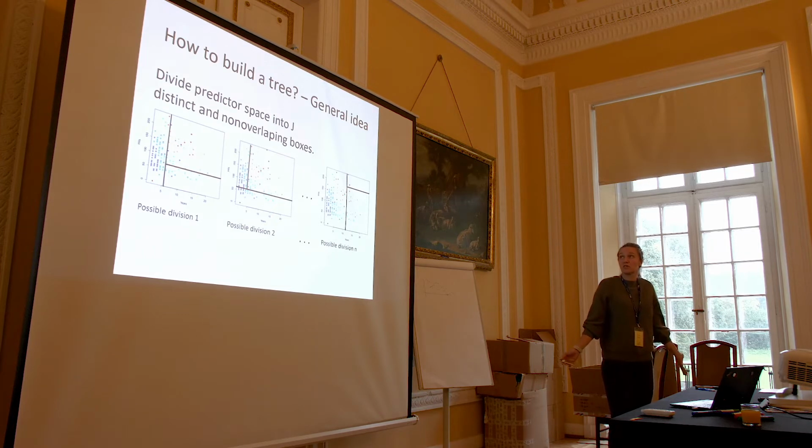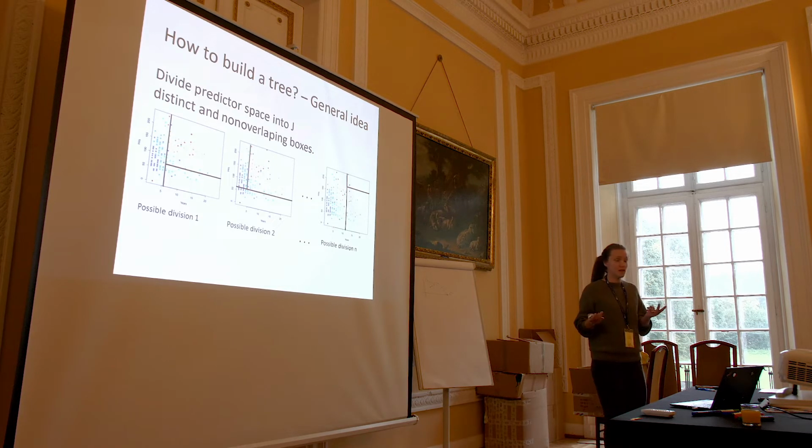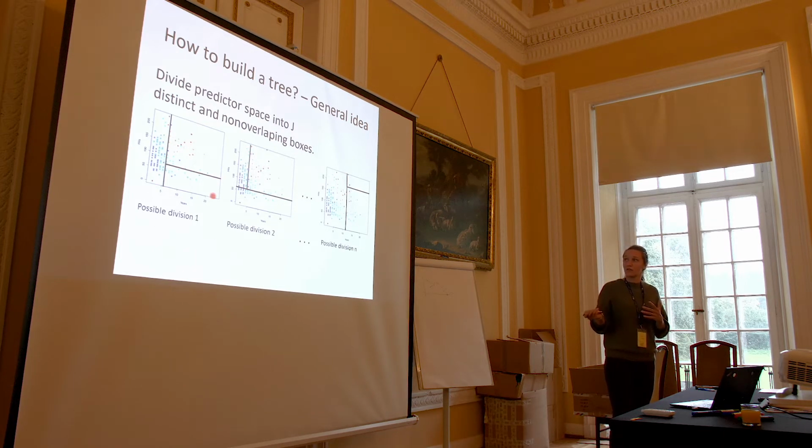So how do we actually build a tree? In general, it's very easy. You just divide your predictor space. In this case, it's just 2 predictors, right? So we divide it into distinct non-overlapping boxes, which basically looks like this. If you're trying to divide something into 3 boxes, you're just trying to think of all the possible ways that you can divide this into 3 boxes, right?